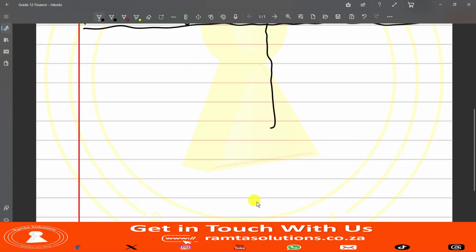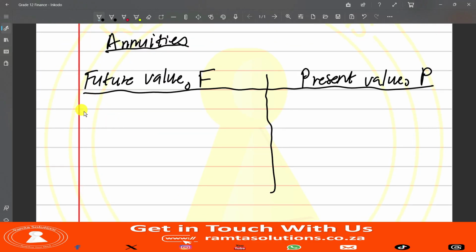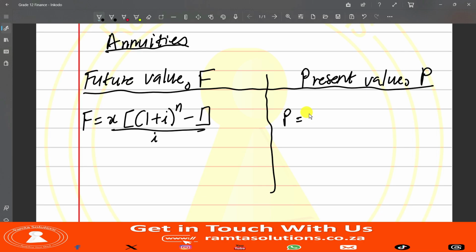These have formulas. Future value is capital F equals x into [(1 plus i) to the power n minus 1] all over i. Whereas the present value has capital P equals x [1 minus (1 plus i) to the power negative n] all over i.